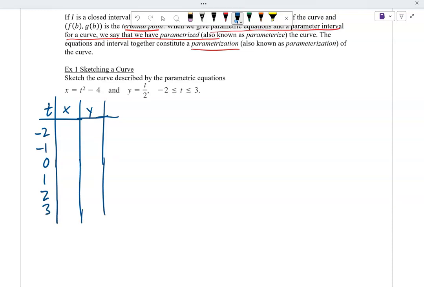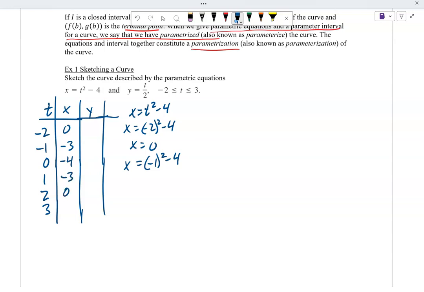And then I'll find my x values. So x is t squared minus 4. So I get negative 2 squared minus 4, so I get 0. And then I'll do it for the next t values. Negative 1 squared minus 4, so I get negative 3. I get 0 squared minus 4, I get 1 squared minus 4, I got 2 squared minus 4, and I got 3 squared, which is 9 minus 4, which is 5.